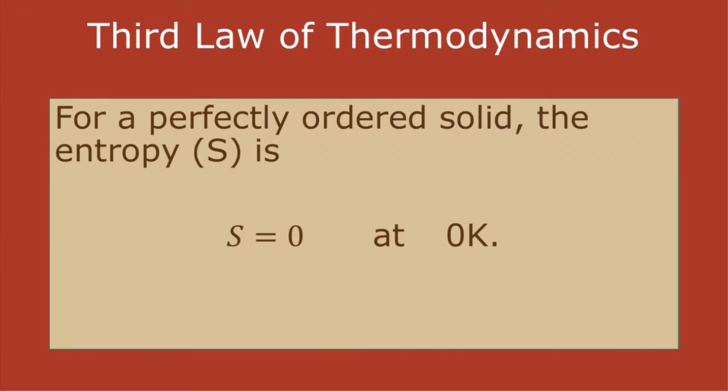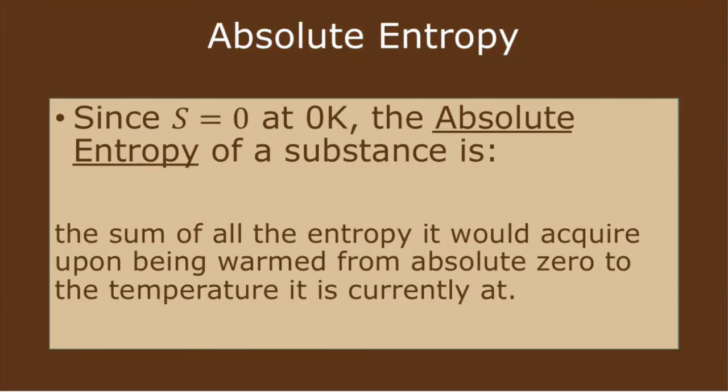Again, for a perfectly ordered solid, the entropy is zero at 0 K. The third law allows us to define absolute entropy. The absolute entropy of a substance at a given temperature is the sum of all the entropy it would acquire upon warming from absolute zero to that particular temperature, the temperature it's at. Why is this important? Well, because it allows us to calculate entropy changes, which is what we want to figure out when we heat things or during reactions.